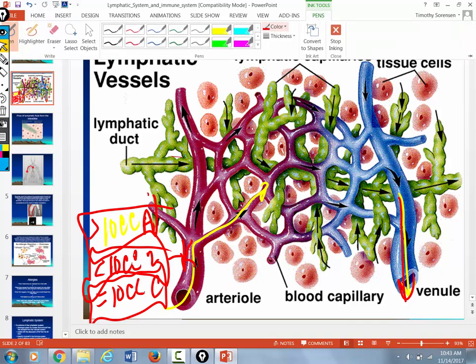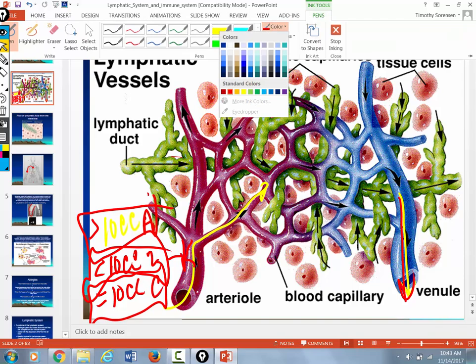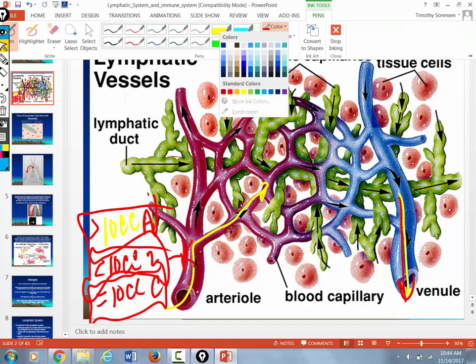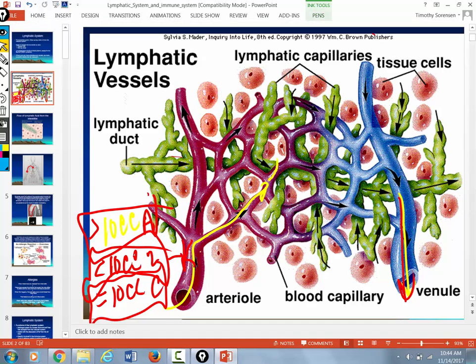All right, watch. We learned about the four pressures, correct? Capillary fluid pressure, interstitial fluid pressure. You remember all those pressures? When the arterial blood comes into the arterial end of the capillary, it's under pressure, so it's going to force fluid and small proteins out of the capillary and into the interstitial space. The only way that fluid and small proteins that have escaped the cardiovascular system can get back into it is through the lymphatic system.